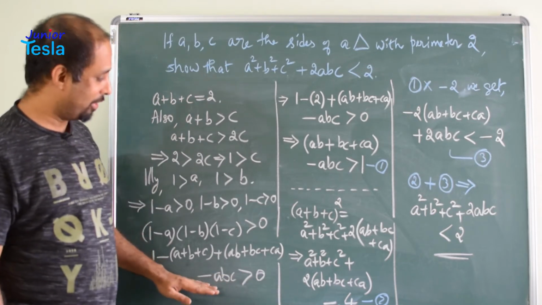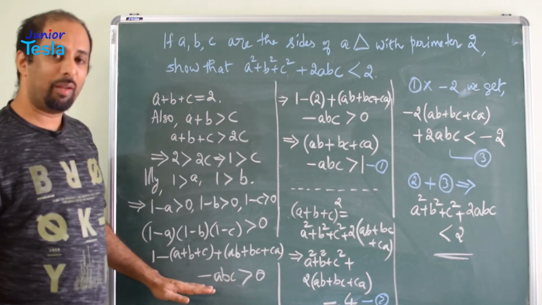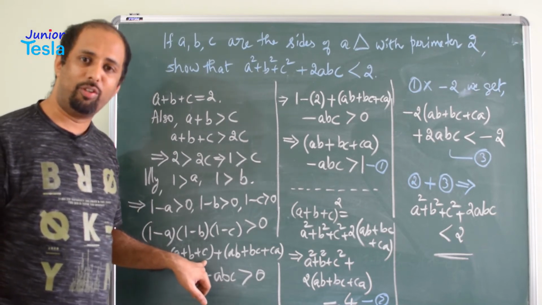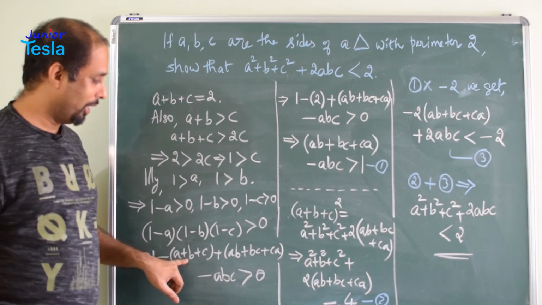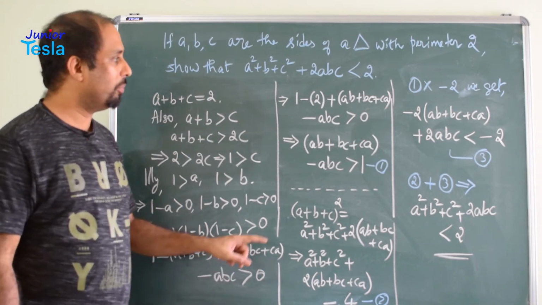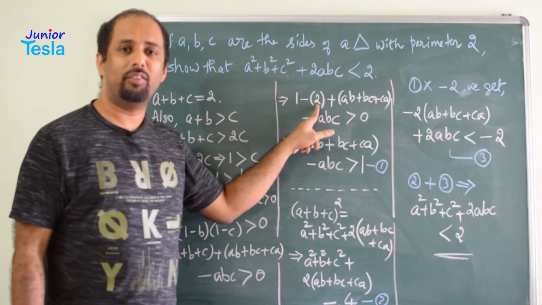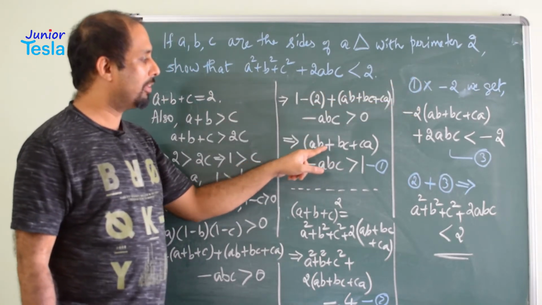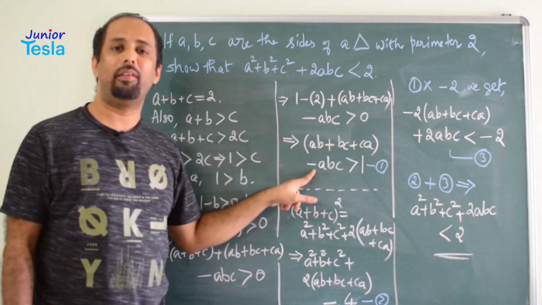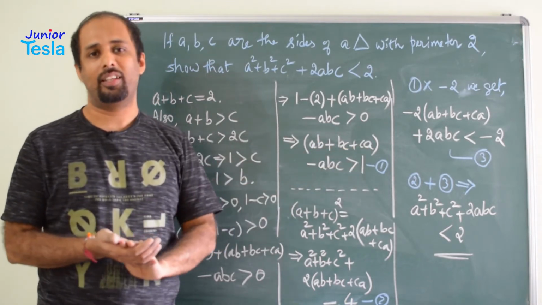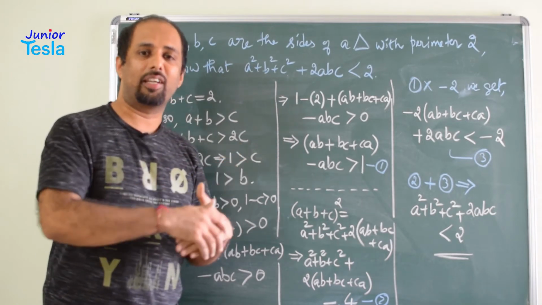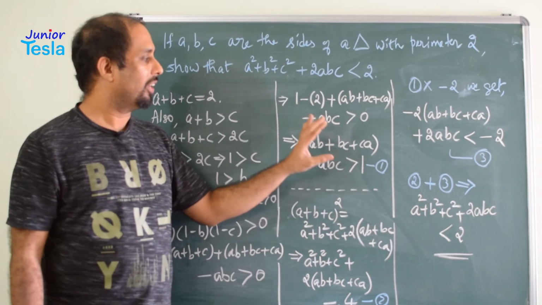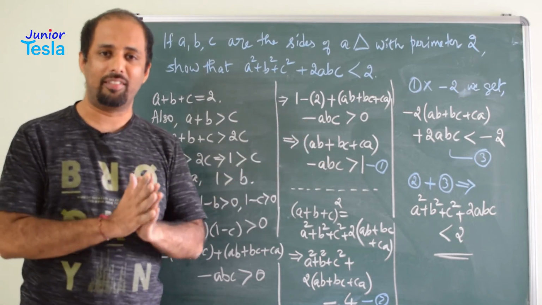So we have got this expression, but again this can be simplified because a plus b plus c is the perimeter, that is equal to 2. So here 1 minus 2 plus this. 1 minus 2 is minus 1. When it is taken to the right hand side, it becomes plus 1. So we can directly write ab plus bc plus ca minus abc is greater than 1. The minus 1 on the left hand side, when taken to the right hand side, has become plus 1. Let us keep this inequality as it is.